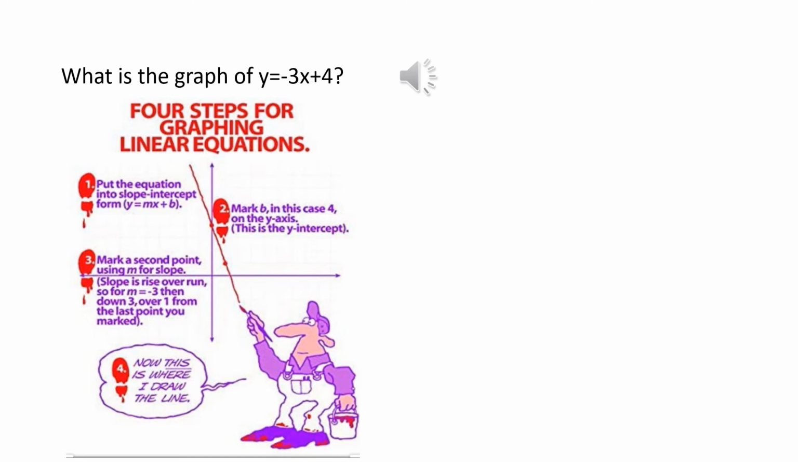Step 2. Mark b, in this case 4, on the y-axis. So we put 4 on the y-axis. This is the y-intercept. Step 3, mark a second point using m for slope. Slope is rise over run. So for m equals negative 3, go down 3 over 1 from the last point you marked. And step 4, now this is where I draw the line. The line passes through these 2 points.